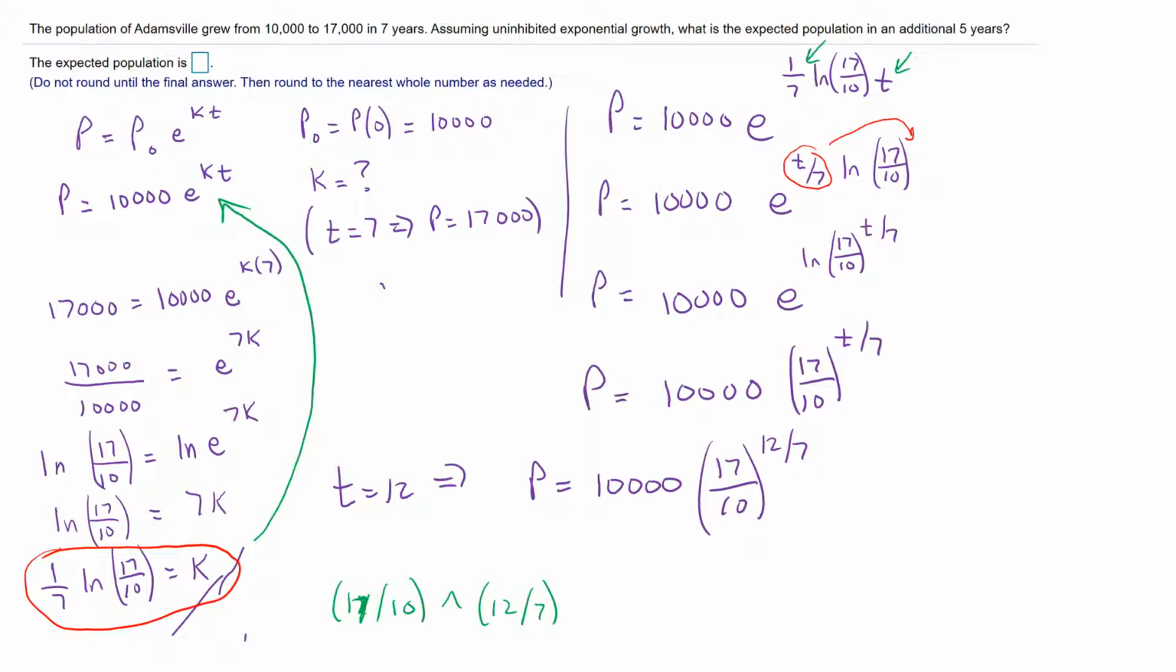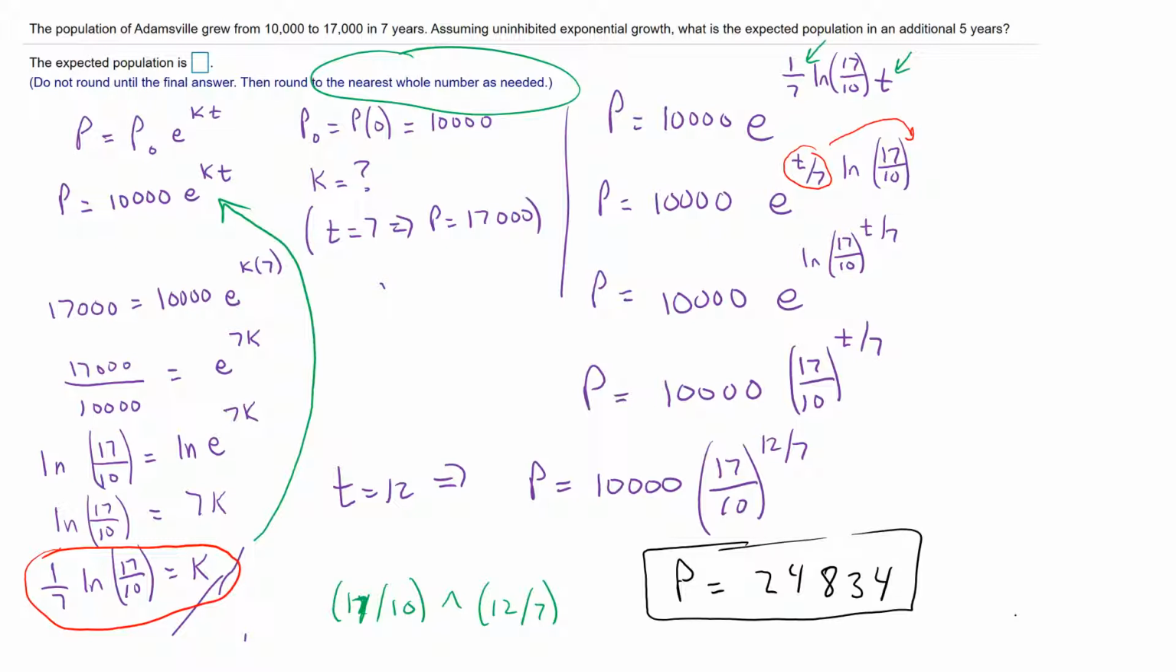Back up here, they tell me to round to the nearest whole number. If I round my solution to the nearest whole number, I get 24,834. I have 0.49275 after that in my calculator, but rounding to the nearest whole number, this would be the answer. So this is the expected population of Adamsville after an additional 5 years.